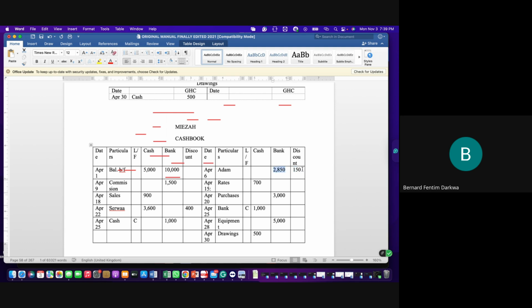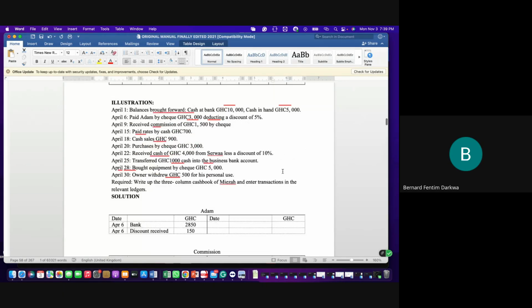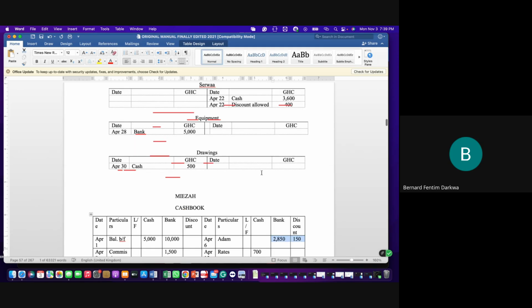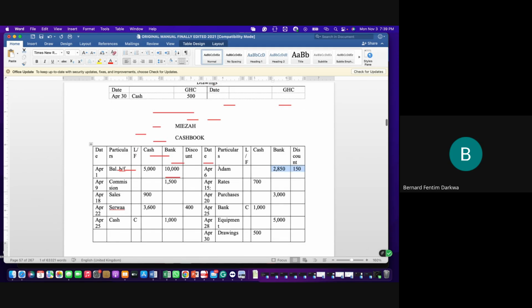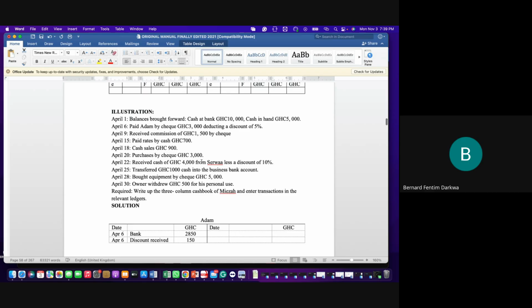So always, when you add the discount plus the actual amount you are paying, it should be equal to the total amount of 3,000 that you are supposed to pay. So here we have recorded it: we have paid Adam by cheque 3,000, deducting 5%. It is the same as what we are doing, only that now we receive commission of 1,000 by cheque.